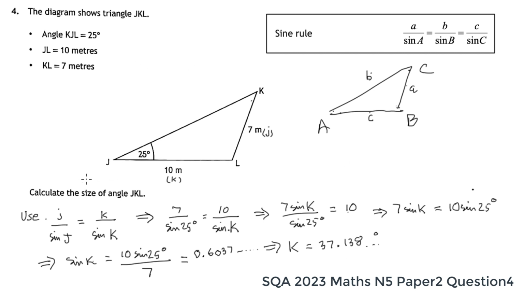Now, does it ask us for an accuracy? No, it doesn't. So we'd probably say that angle JKL, which was how they named it, is approximately equal to 37.1 degrees. And we'll say what we've done to that. That's to 3 significant figures. So 37.1.